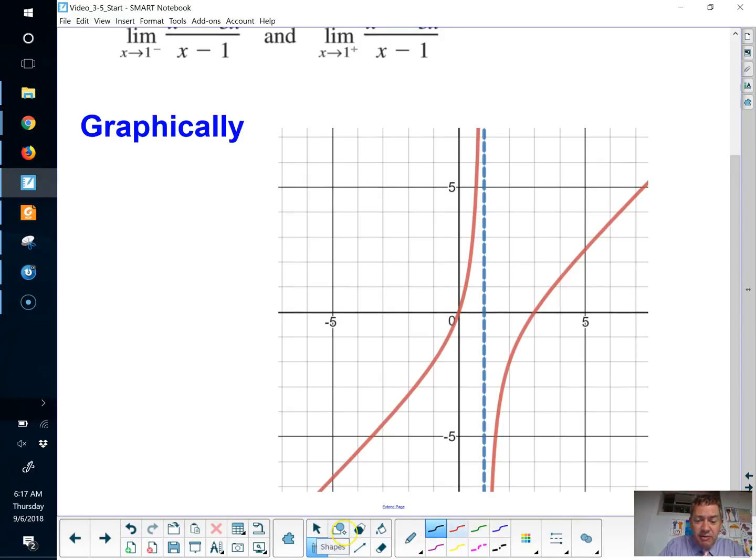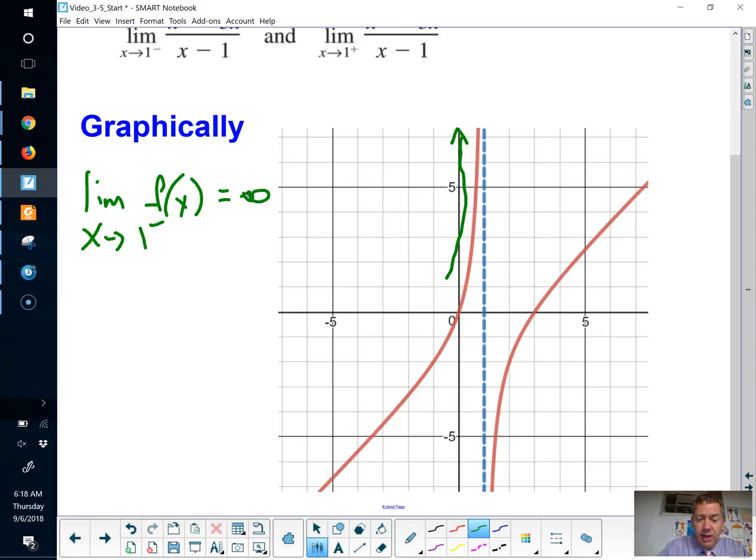And you can see from the left, as you get close to 1, we're going toward infinity. As x approaches 1 from the left, the limit of f of x is infinity. And you can also see that as you come at it from the right, it goes down to negative infinity. The limit as x approaches 1 from the right is negative infinity.